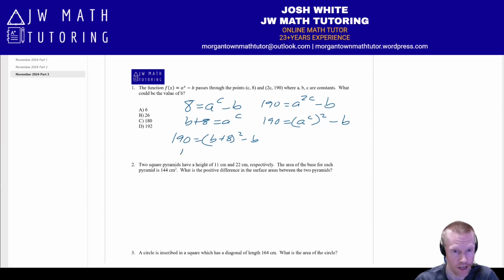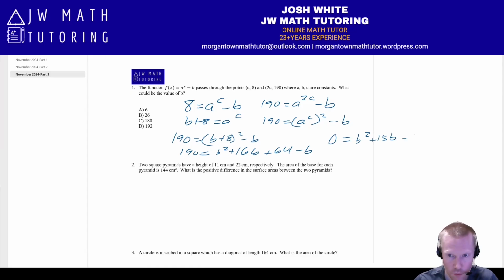Okay, then you're going to FOIL this out. So it's going to be b squared. I'm just going to skip some of the steps. It's 8b plus 8b is 16b, and then plus 64. And we still have the minus b at the end here. Now, if you get everything over to, let's say, the right side, we get 0 equals b squared plus 15b, and it's going to be minus 126.